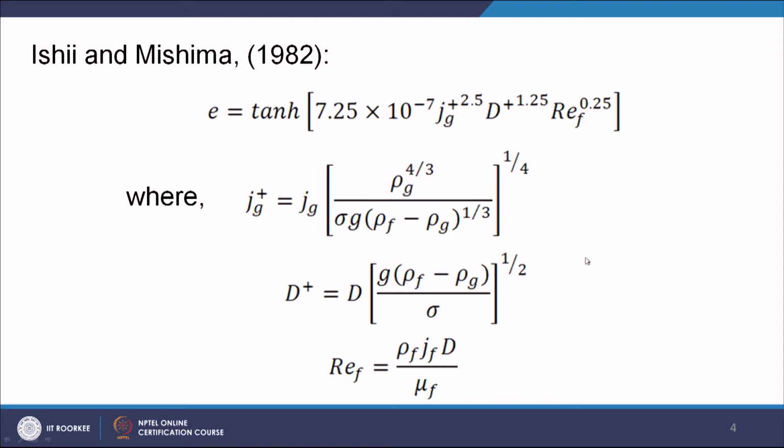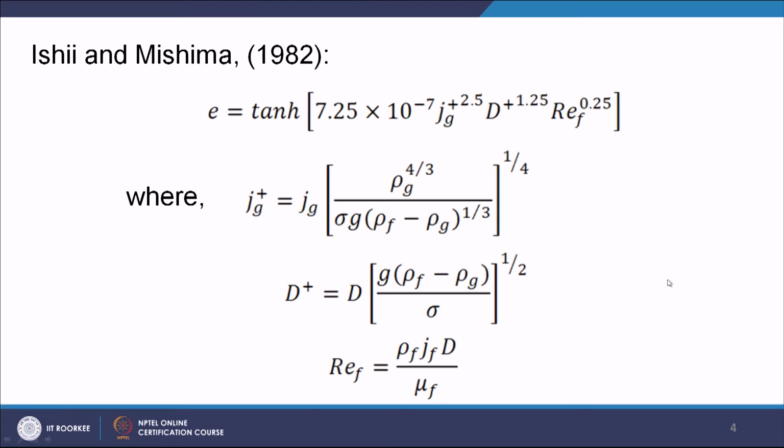Let me quickly explain what these terms Jg plus, D plus and Ref are. Jg plus is a non-dimensionalized version of Jg. It is Jg multiplied by rho g to the power 4 by 3, divided by sigma into g into rho f minus rho g to the power 1/3, whole to the power 1 by 4. This is giving you the unit of meter per second, and this is also meter per second, so they cancel out and this is a non-dimensional number.